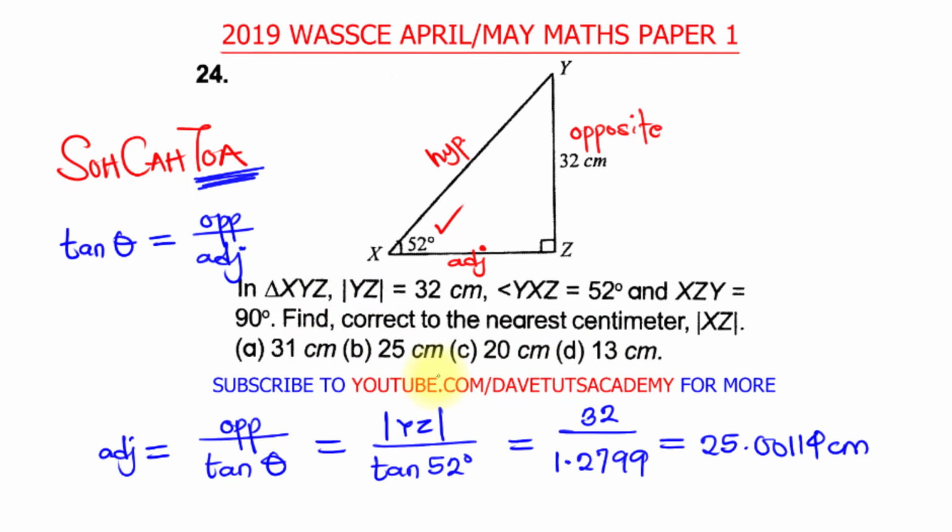But look at all the options we were given. They were given in two significant figures, there's no decimal place there. And looking at all the options, we can see that our answer is approximately equal to 25 centimeters. So in this case, option B, 25 centimeters, is the correct option. We just need to make use of the trigonometry identity SOHCAHTOA, and our answer is out.